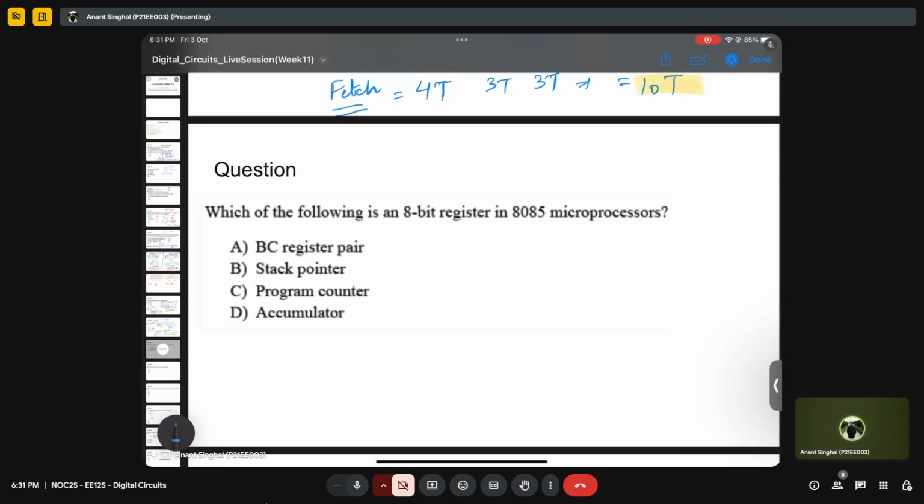Okay, so we have different options. The first is itself saying BC, that means this is a 16-bit register pair. Then the stack pointer, we have just addressed that it stores the total address, for example x1, x2 or something like that. So this is again 16-bit. Then the program counter also is a 16-bit register, and we have seen in a lot of problems now that the accumulator stores only 8 bits. So the correct answer to this problem is option D.